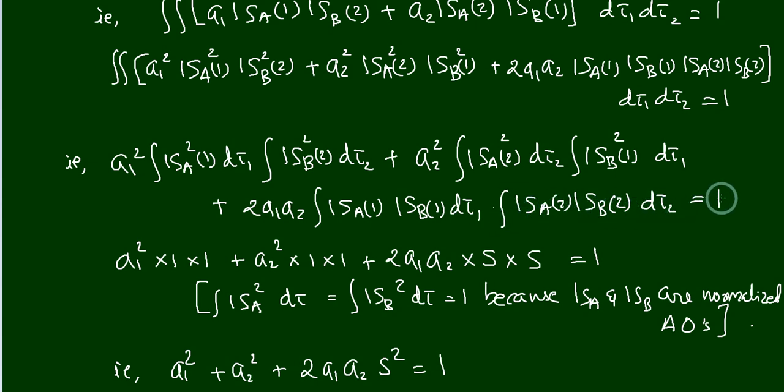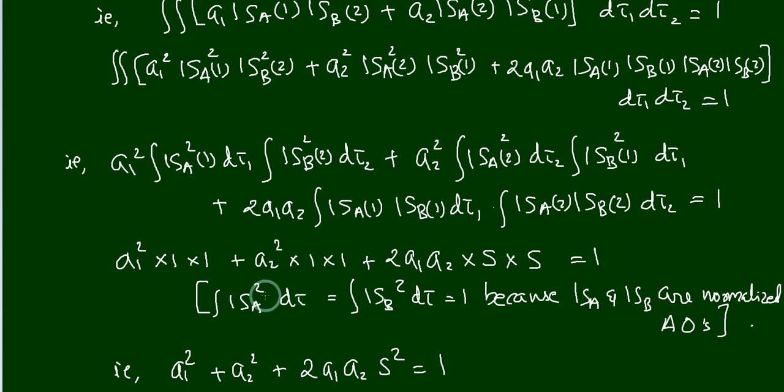That is equal to 1. We are applying the normalization condition. It means a1 square into 1, because 1s a is a normalized function and 1s b is also a normalized function, that is a1 square into 1 into 1, plus a2 square into 1 into 1, plus a1 a2 into integral 1s a 1s b d tau 1, which we have already defined as s, into integral 1s a 1s b d tau 2, which is also s. Therefore we can write s into s, that is equal to 1.